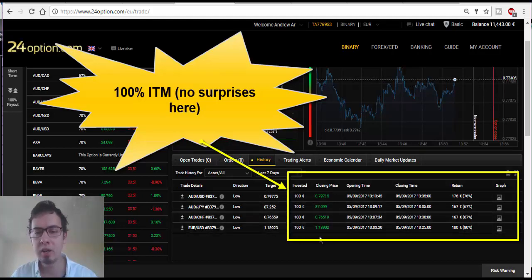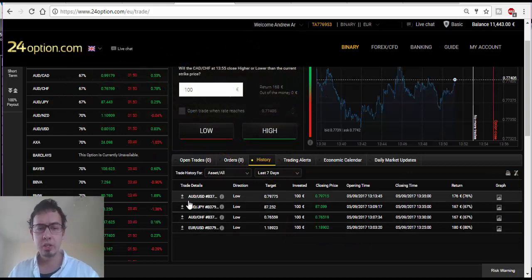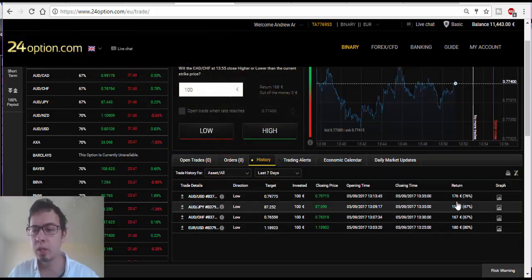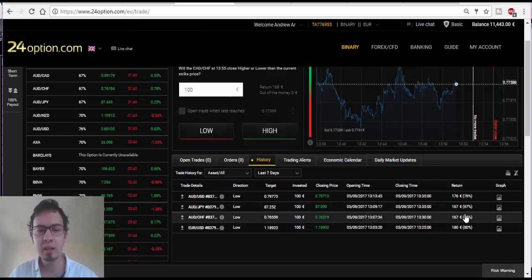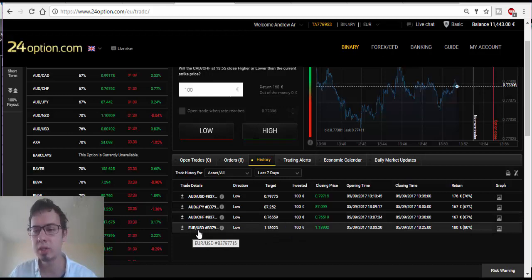All of the trades are winning ones. So let's go one by one. AUD/USD, we get 176 back. For AUD/JPY, we get 167 back. AUD/CHF, we get 167 back. And for EUR/USD, which was the highest payout, we get 180 back.